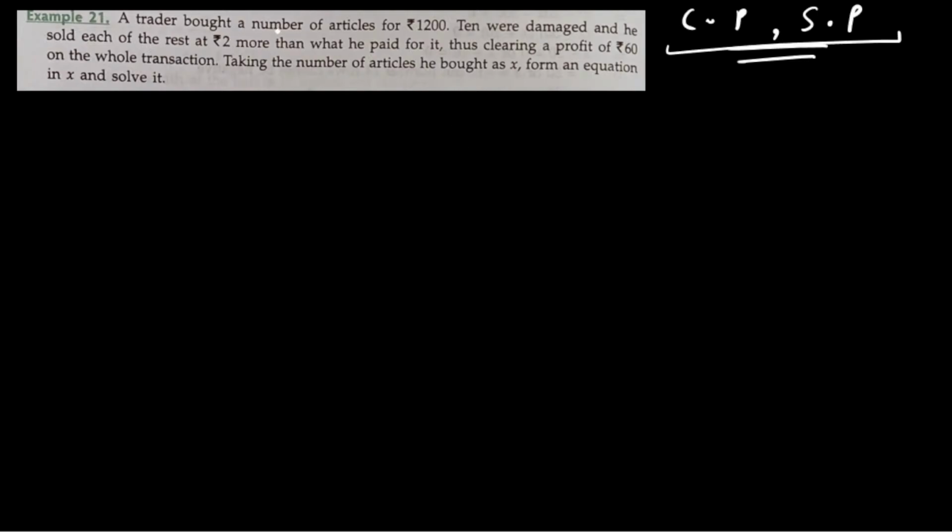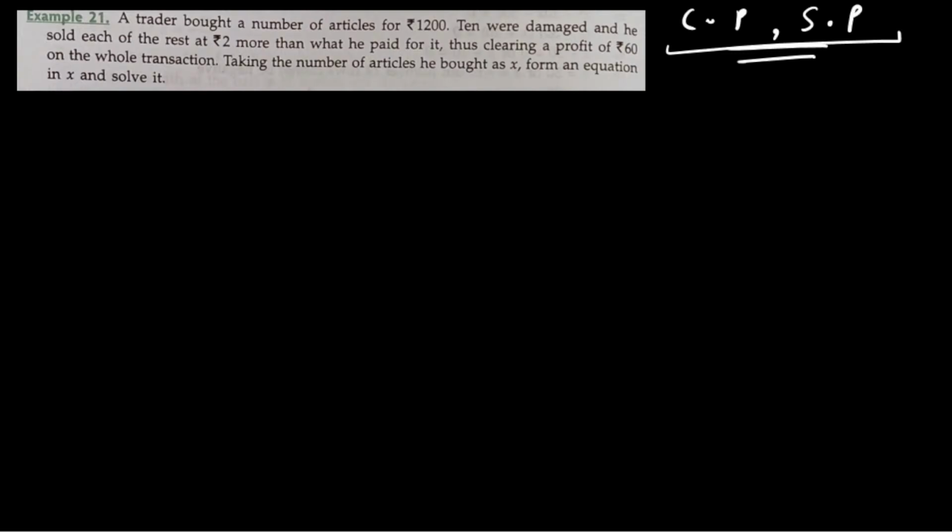So a trader bought a number of articles for 1200. 10 were damaged and he sold each of the rest at rupees 2 more than what he paid for it, thus clearing a profit of rupees 60 on the whole transaction. Taking the number of articles he bought as x, form an equation in x and solve it.